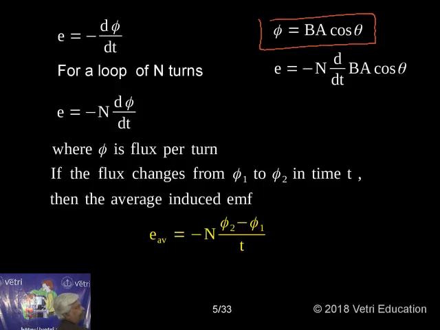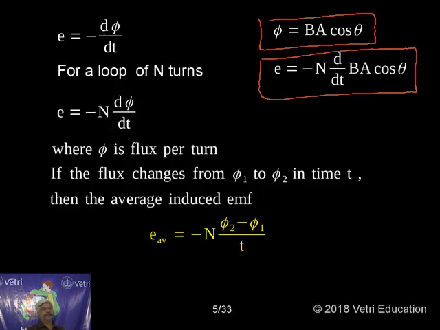Very important formula. E is equal to minus N d by dt of BA cos theta, where phi is flux per unit turn. If the flux changes from phi 1 to phi 2 in time t, that means phi 2 is the final flux and phi 1 is the initial flux, so the change in flux is phi 2 minus phi 1 by t. If there are n turns, multiplied by n, therefore the induced EMF average value is minus n times that. This is called the instantaneous value, and this is the average value.